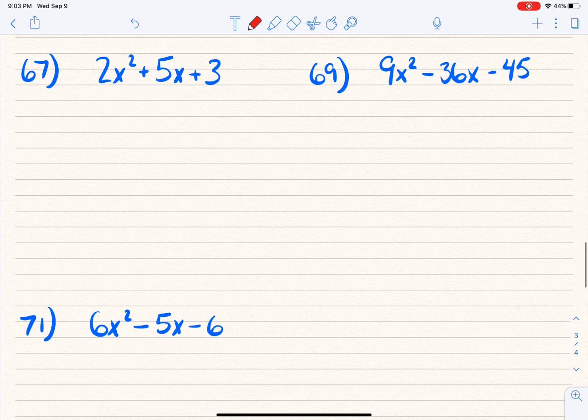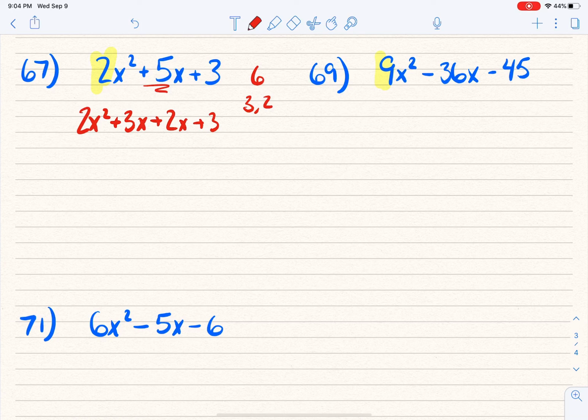All right, these next two, we step it up a little bit. We've got a leading coefficient besides 1, and so that makes this a little bit more interesting. So on the first one, we say 2 times 3. Well, that gives us 6. Factors of 6 that sum to 5, well, that would be 3 and 2. So we split it into those. You can split it, make the 3 go first or the 2 go first. Doesn't matter. So I might say 2x squared plus 3x plus 2x plus 3.